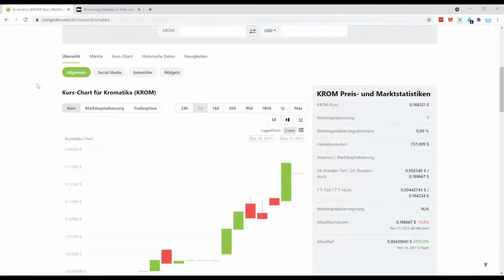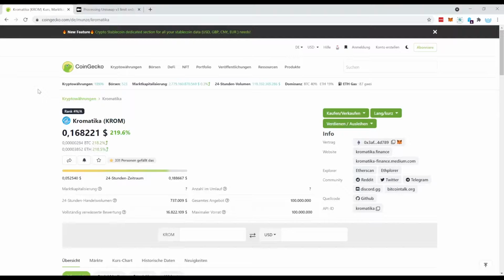Ladies and gentlemen, this is a new category. I'm going to call it Gem Hunts. This is really highly risky, but also could be highly rewarding. So please do your own research. It's not financial advice. Don't just ape in blindly into stuff you don't understand.